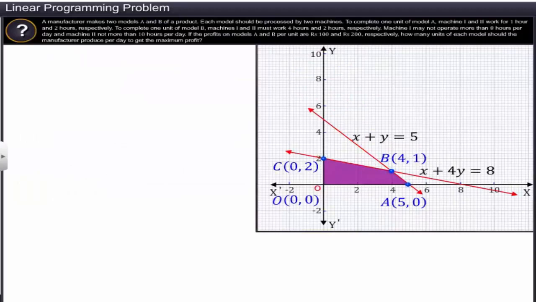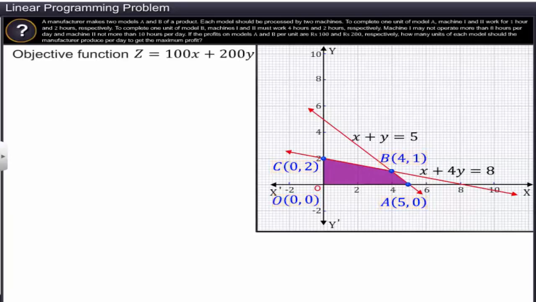Let's come back to the problem that we were discussing. Here, the feasible region is a closed region. The corner points are O (0, 0), A (5, 0), B (4, 1), and C (0, 2).